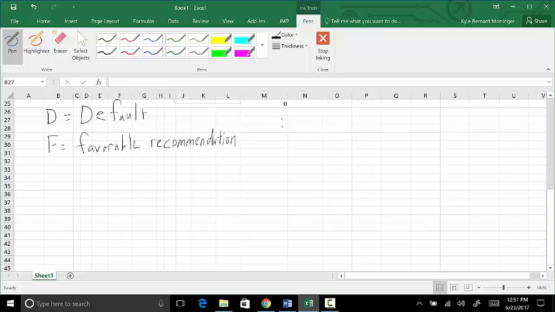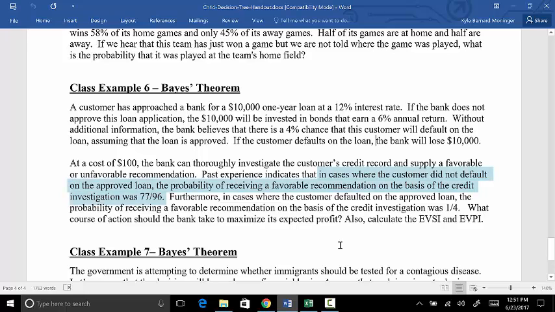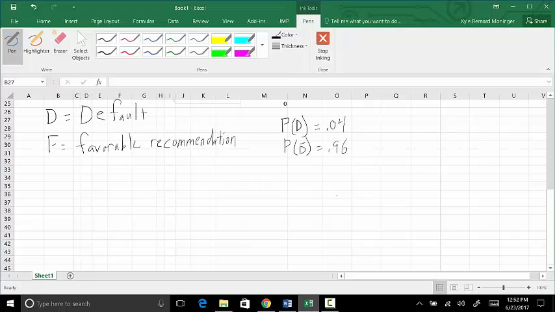So the problem does give me the probability of D, 4%. I also know the probability of not defaulting must be 0.96. I've already used that in the problem. The sentence reads, in cases where the customer did not default on the approved loan, the probability of a favorable recommendation was 77 out of 96. So in probability statement form, given not default, the probability of a favorable recommendation was 77 out of 96.